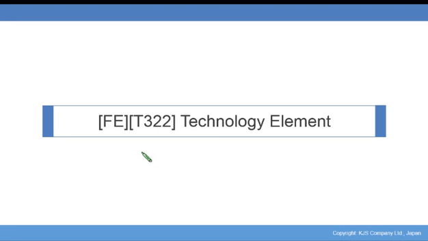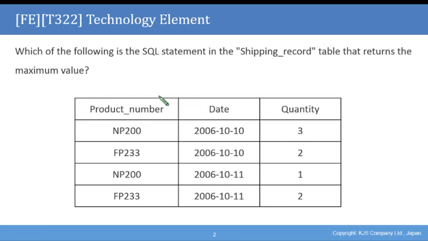This is T322 TechnologyElement. So here we're going to be looking at SQL. Which of the following is the SQL statement in the shipping record table that returns the maximum value? So here we have our product numbers in this column of the table, the date, and then also the quantity. So here we're looking for the table that returns the maximum value.